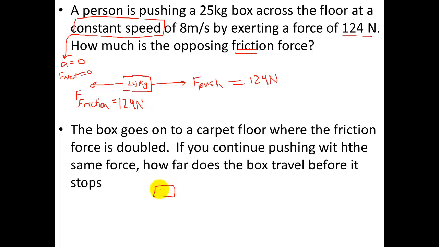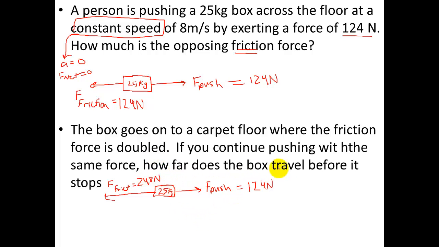So we still have the same box, 25 kilograms. How far does the box go if we're pushed with the same force? So we're still pushing, and you should always label your forces with a subscript so we know what's causing them. We're still pushing with 124 newtons, but now friction is bigger. Force of friction is doubled, so double 124 should be 248 newtons.